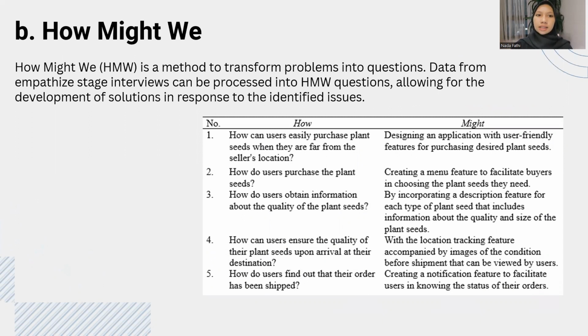B. Problem statement, or How Might We. It is a method to transform problems into questions. Data from empathize stage interviews can be processed into questions, allowing for the development of solutions in response to the identified issues. And this is the table.